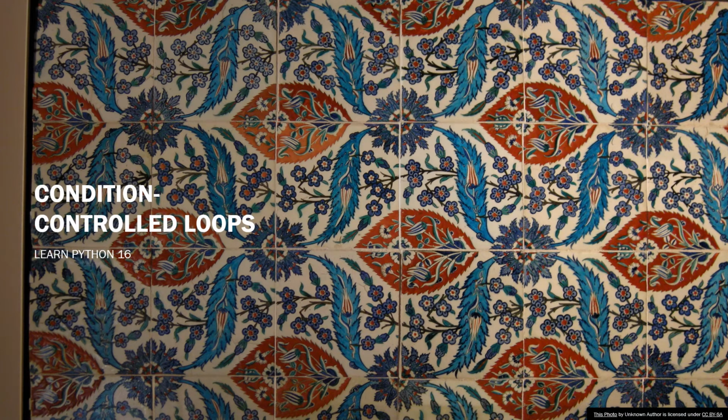Welcome back. This is lesson 16 in our series on learning Python for beginners. In this lesson, you'll learn about a second type of loop called a condition-controlled loop.